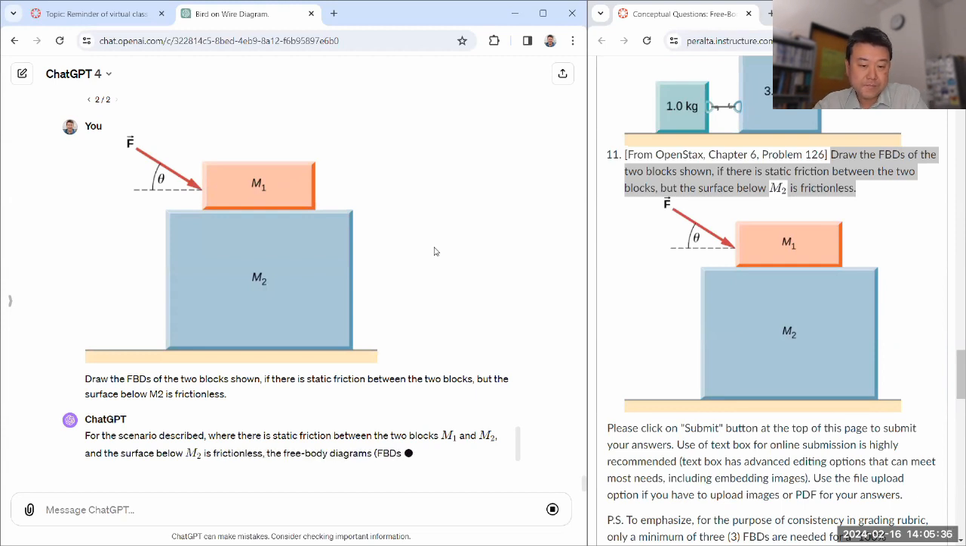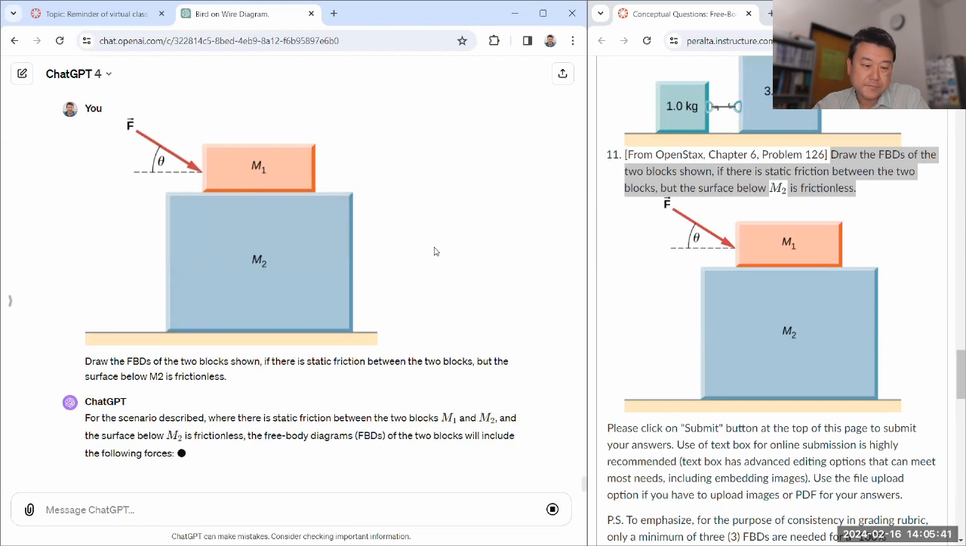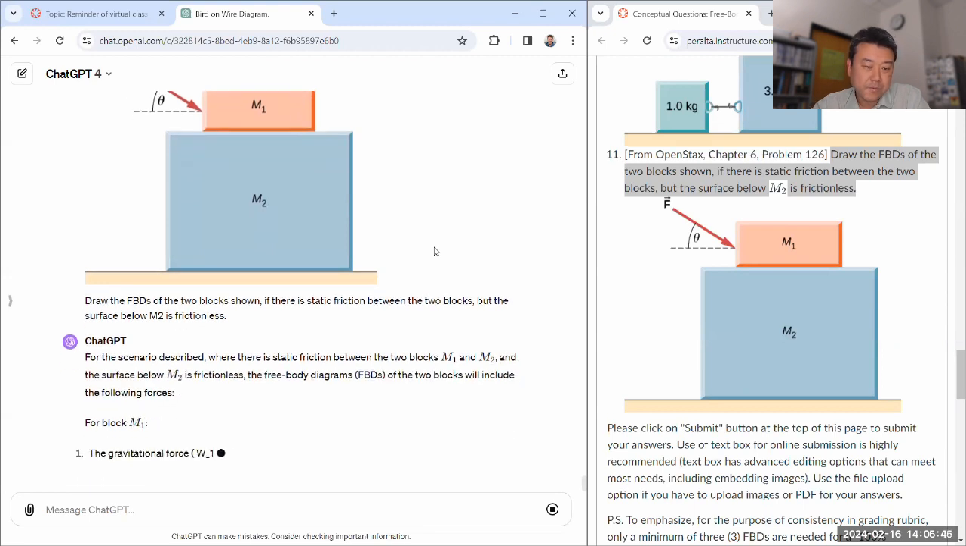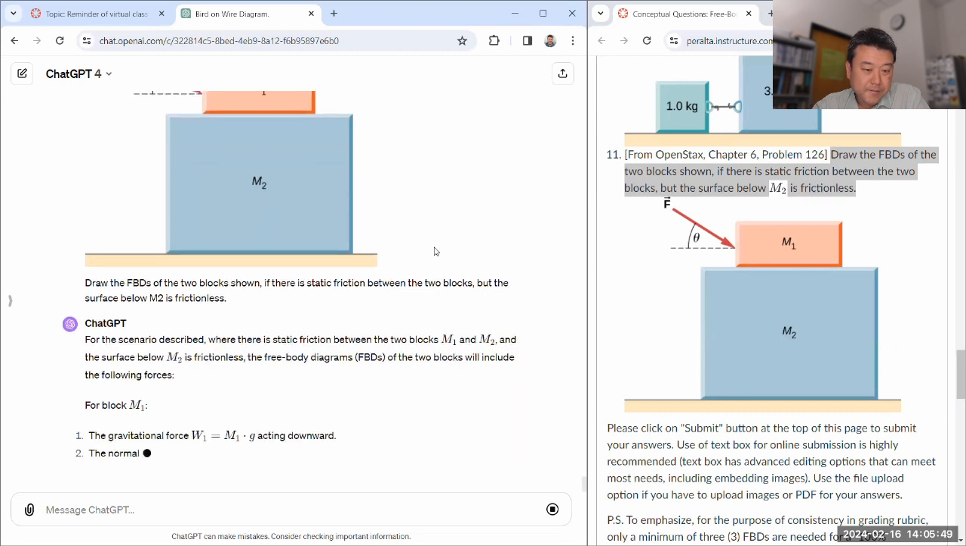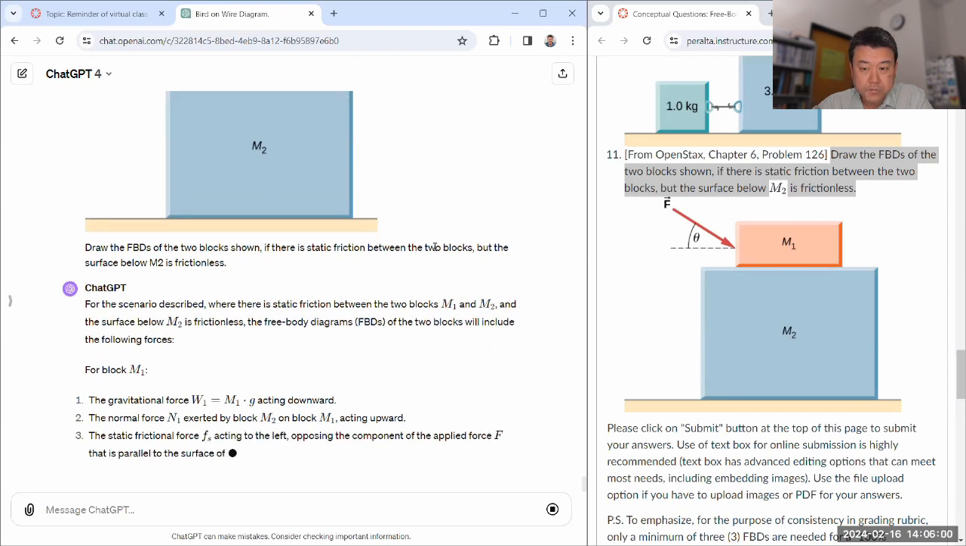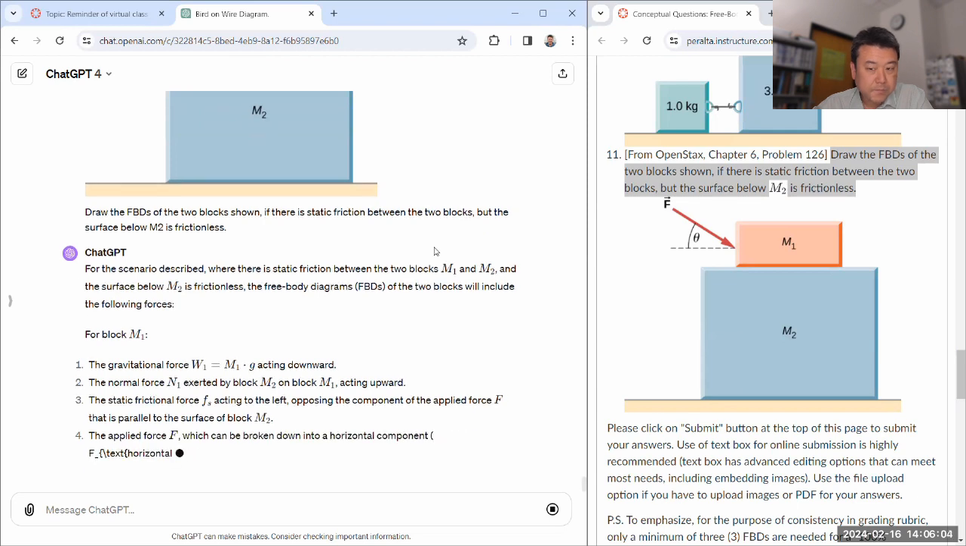Everybody diagrams, two blocks. Four block and one. The gravity, normal force. So far so good. Static friction, yeah. For M1, it'll be to the left. Yeah, good. Or apply the first right, that's on M1.